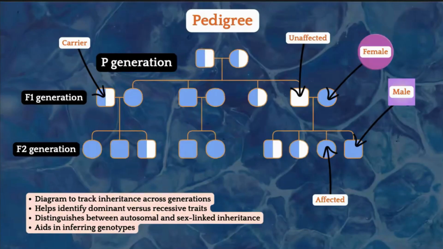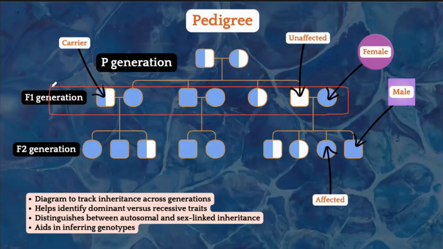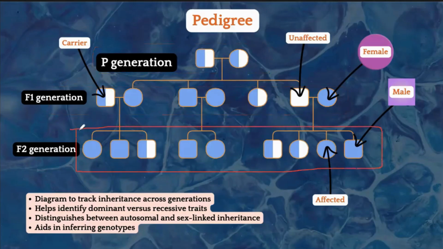When we take a look at pedigrees, we take a look at the understanding of what this looks like. So first of all, they're oftentimes shown with several generations. So pedigrees are visual images to basically diagram inheritance across multiple generations, and they help identify basically dominant versus recessive traits, and they can infer potential genotypes, especially when it comes to autosomal and sex-linked inheritance. So each generation is its own line. So this would be the parent generation, this would be the first generation of that parent, and then this would be the second generation.